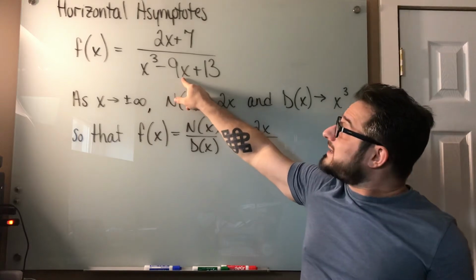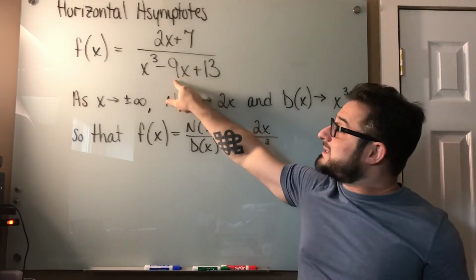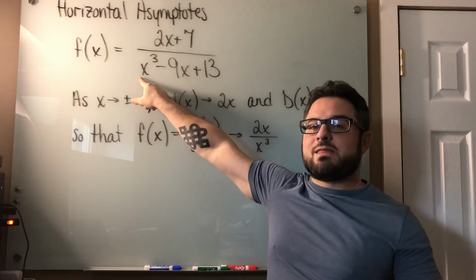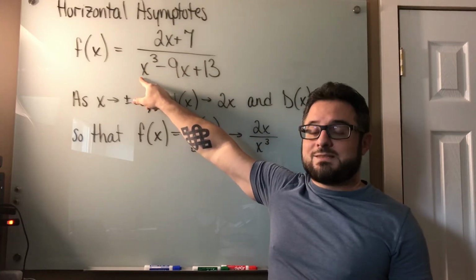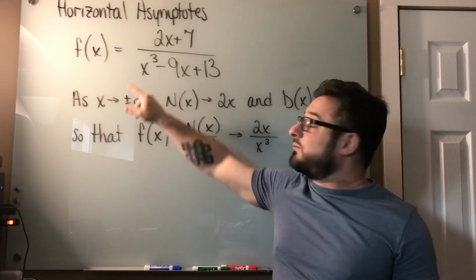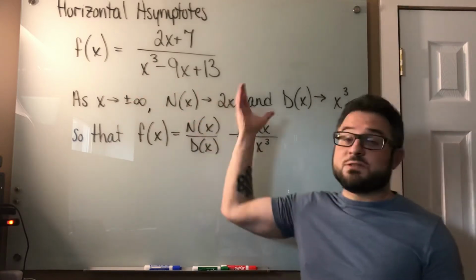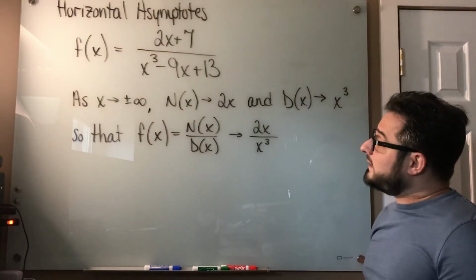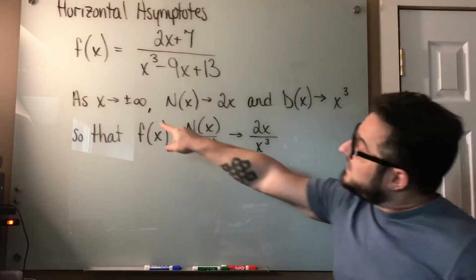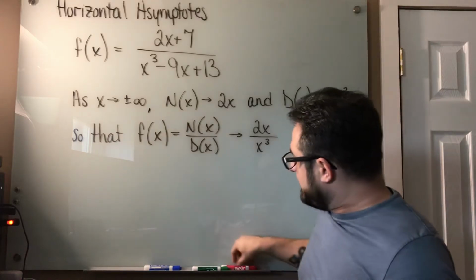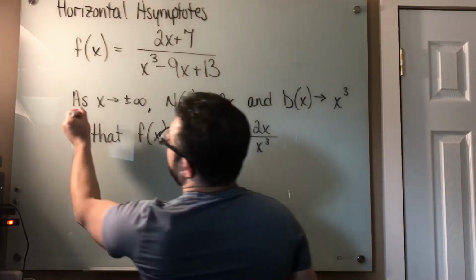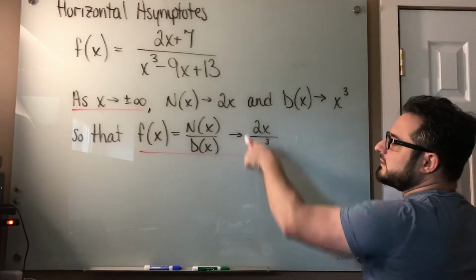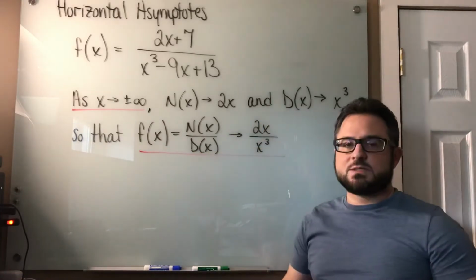Let me put it this way. If x is 10, 10 times 9 is 90. If x is 10, 10 cubed is 1,000. And that's only at x equals 10. If we use much larger x values, that difference becomes considerably more pronounced. So what it comes down to is that as x approaches positive or negative infinity, the function approaches the ratio of its lead terms.